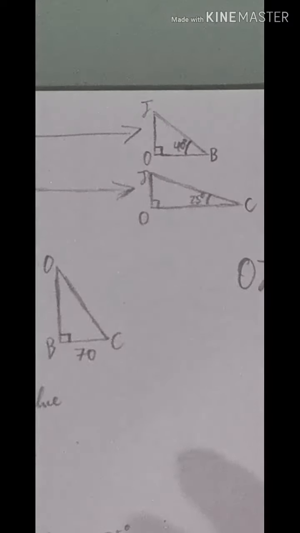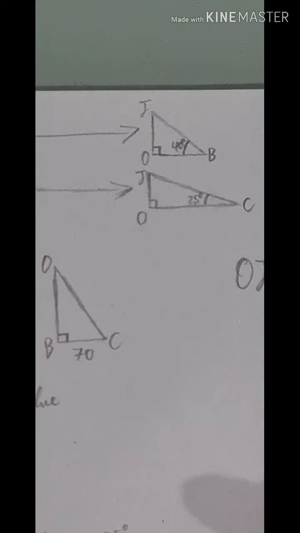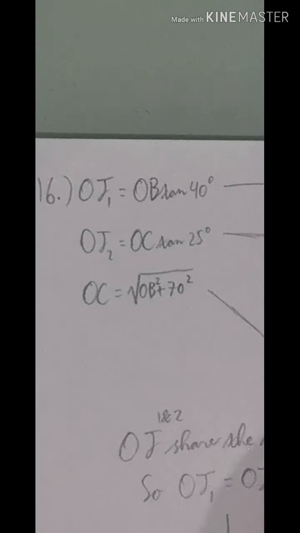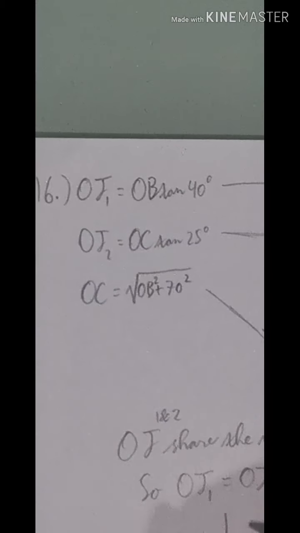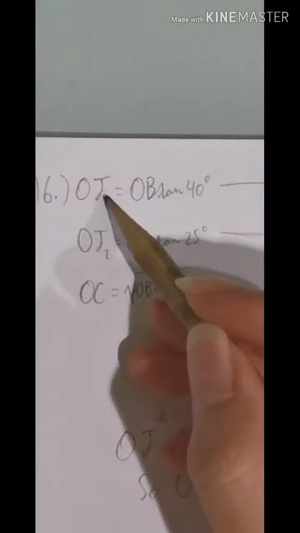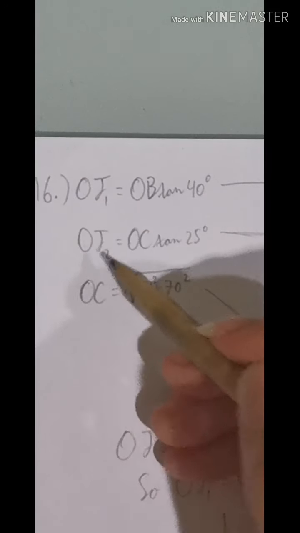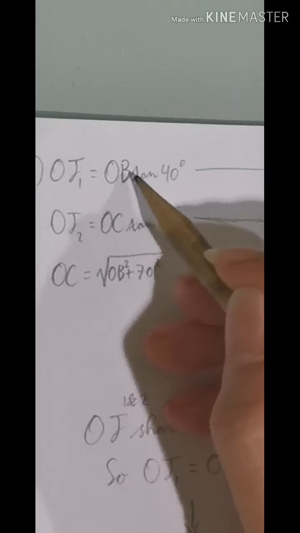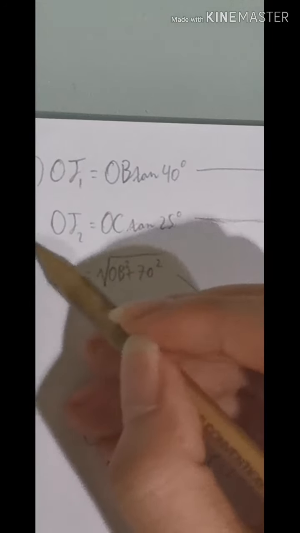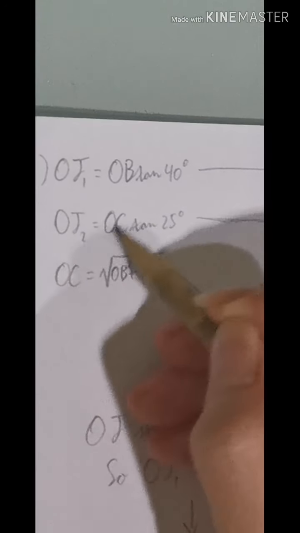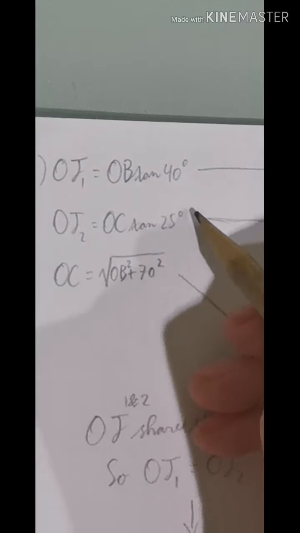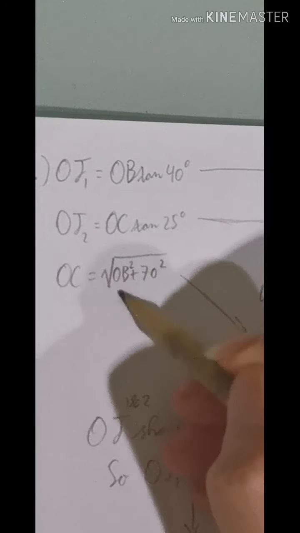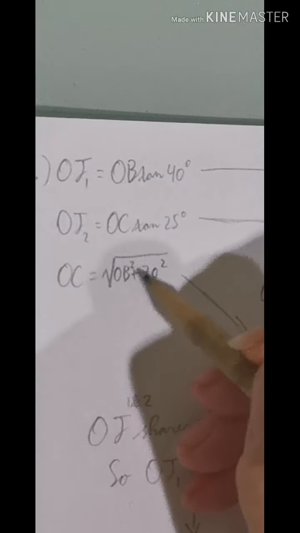Out of these 3 triangles, you can form 3 equations that lead you to the answer. And these are the three equations you can form out of it. The reason why I used 1 and 2 here is because OT and OT are the same thing, just which one belongs to which. So OT1 from triangle 1 is equal to OB multiplied by the tangent of 40 degrees. And OT2 is OC multiplied by the tangent of 25 degrees. And OC is the square root of the sum of OB squared plus 70 squared.